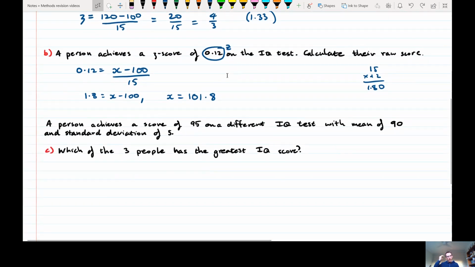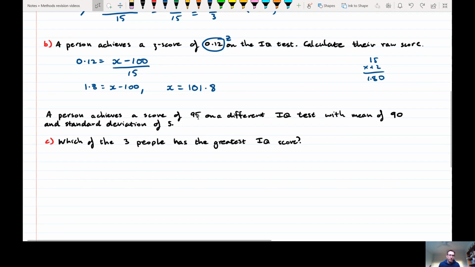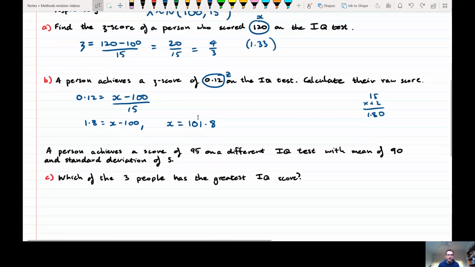But this time we got a different person doing a different IQ test, and this has a mean of 90 and a standard deviation of 5. So how do we compare whether this person has a higher IQ or not? Which of the 3 people have the greatest IQ score? Well, I know that person A has a higher one than person B. We've already seen the Z scores, 1.33 versus 0.12. What I want to do is find the Z score on this last one, because remember, we're comparing Z scores.